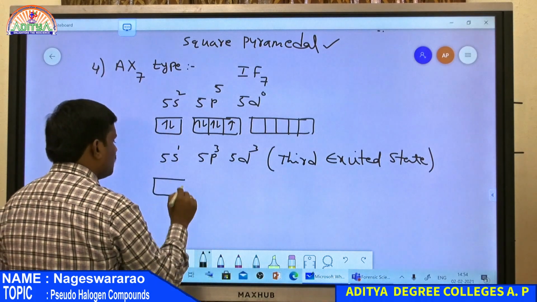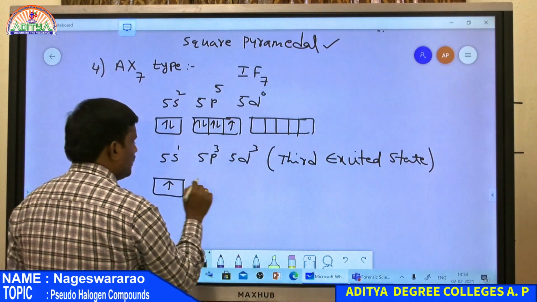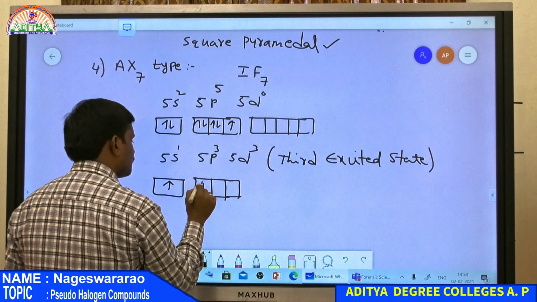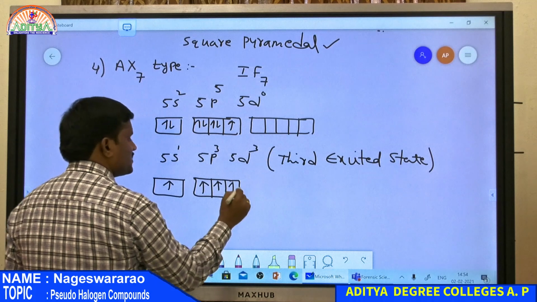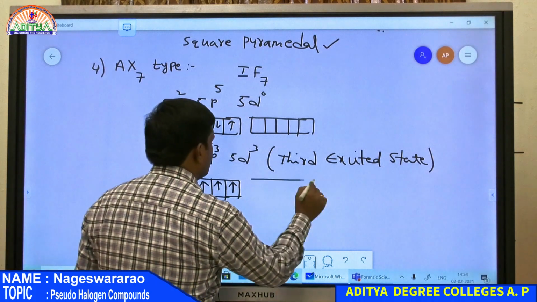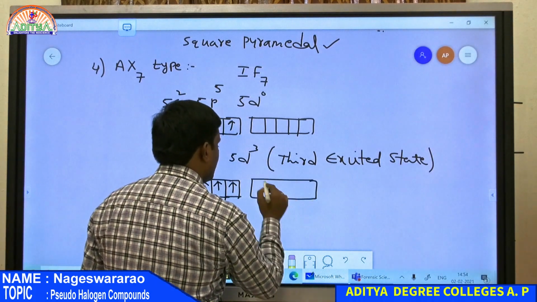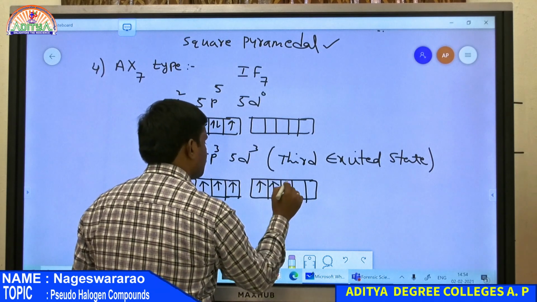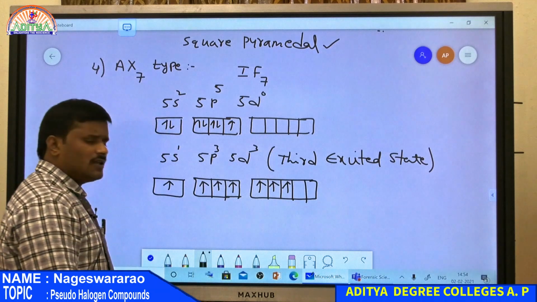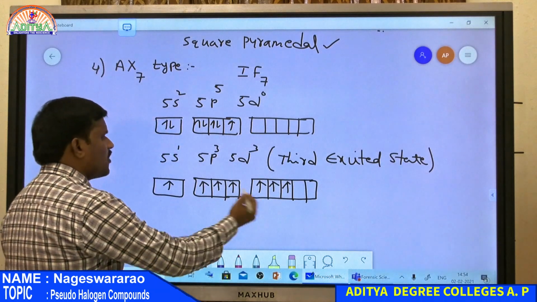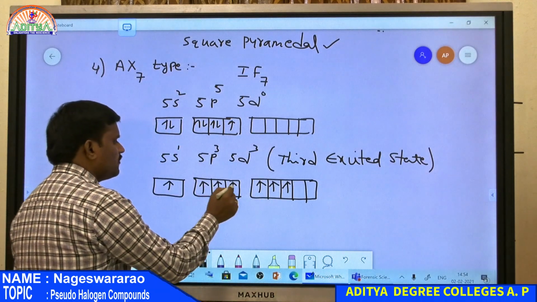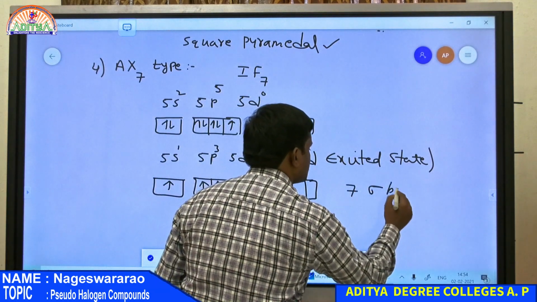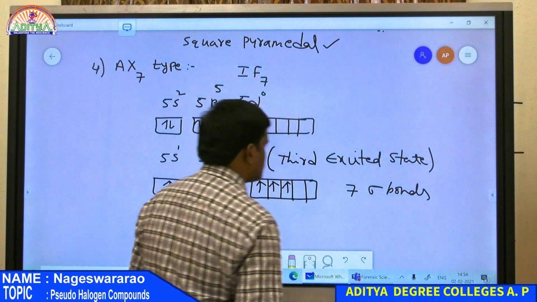Therefore, only 1 electron is present in the s orbital, 3 electrons are present in 5p and also 3 electrons are present in the 5d orbitals. So 1, 2, 3. All are single electrons and all are involved in bond formation. So 1, 2, 3, 4, 5, 6, 7. Therefore, it forms 7 sigma bonds with 7 halogens.